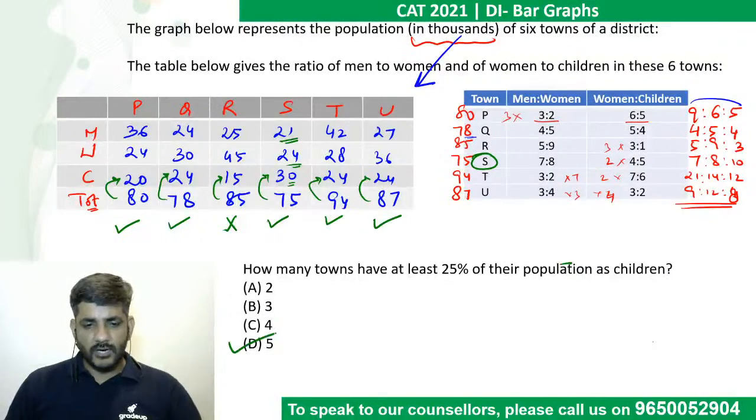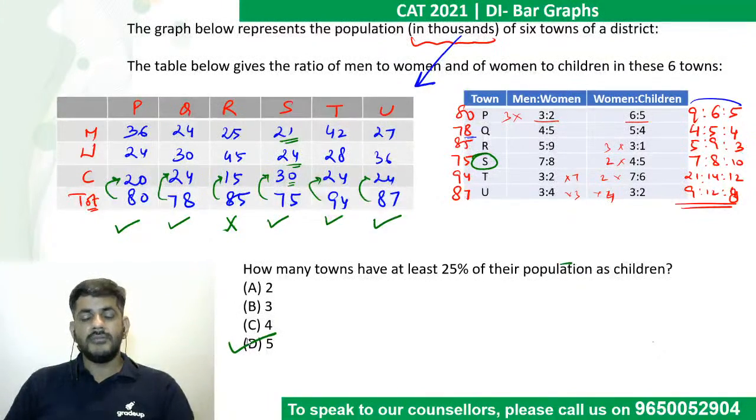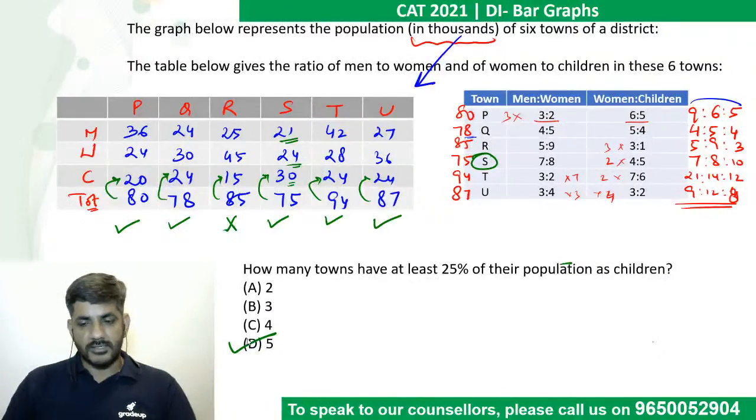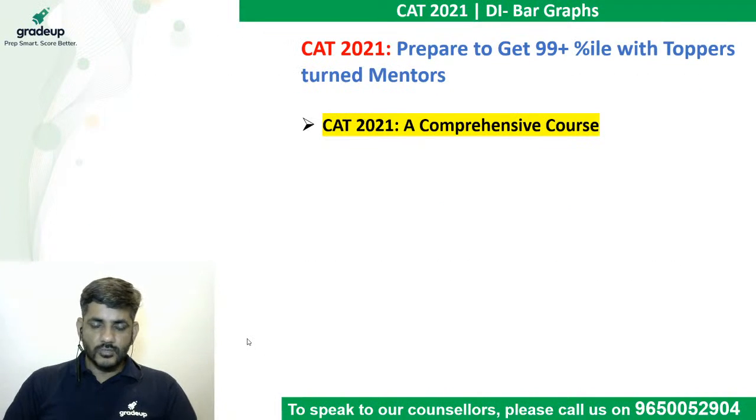So in 5 towns, I see that the number of children is at least 25%. At least 25% means at least 1/4 of the total population of that particular town. So in 5 towns it is there. So I think this was the last question on that.